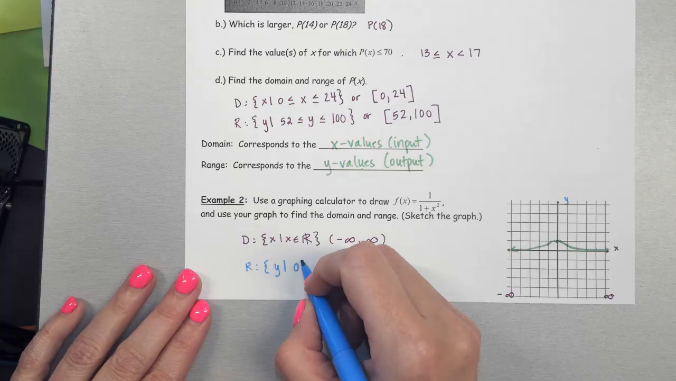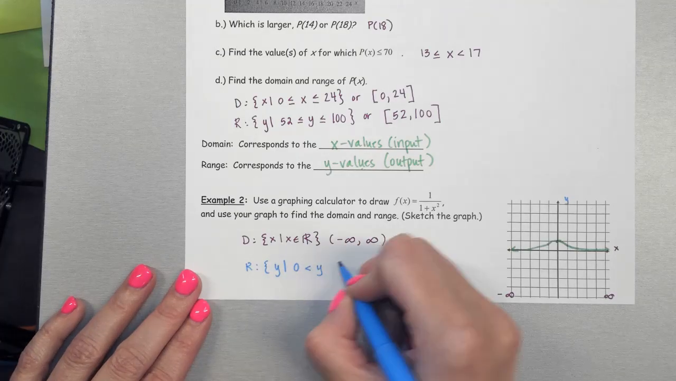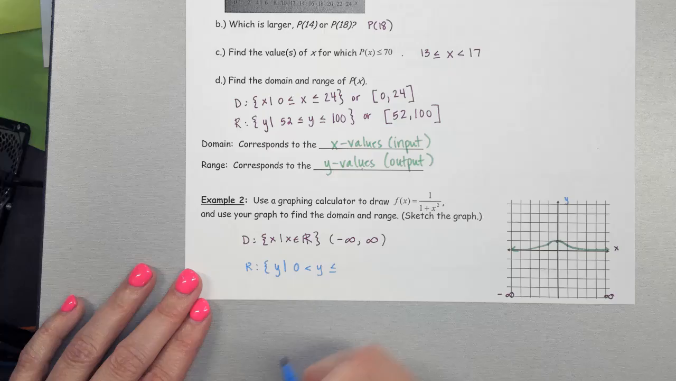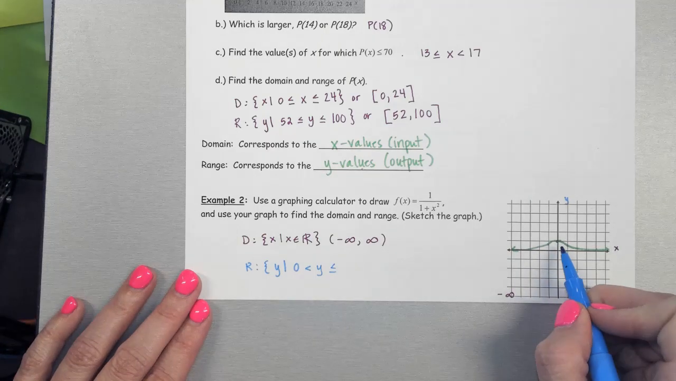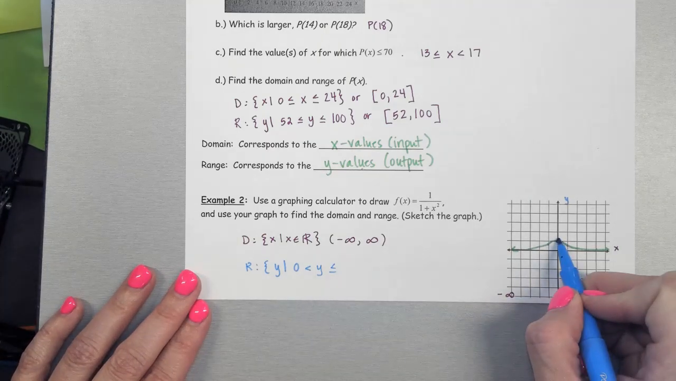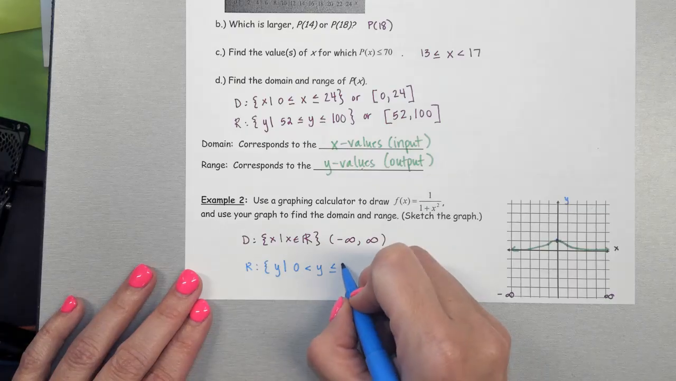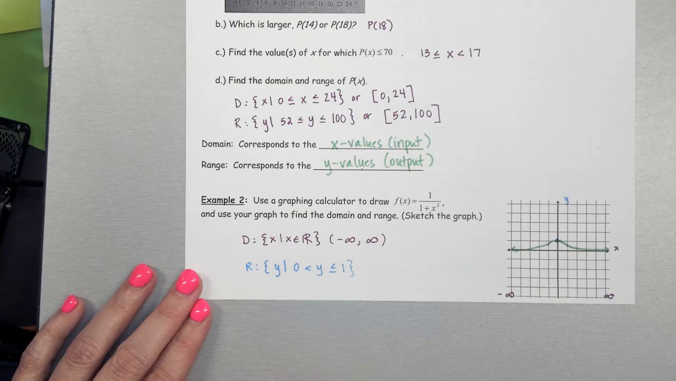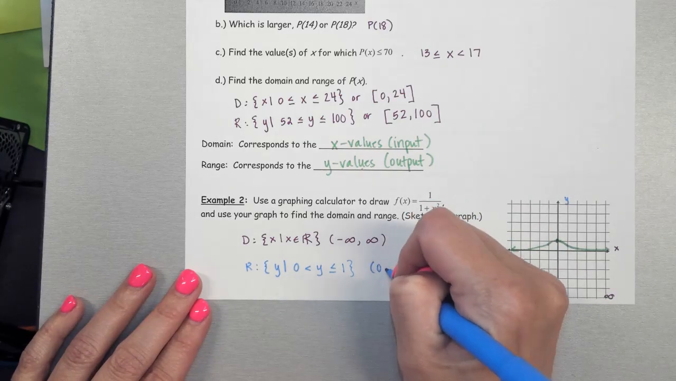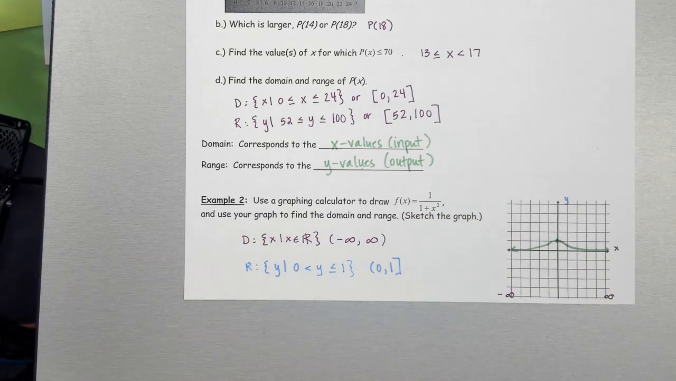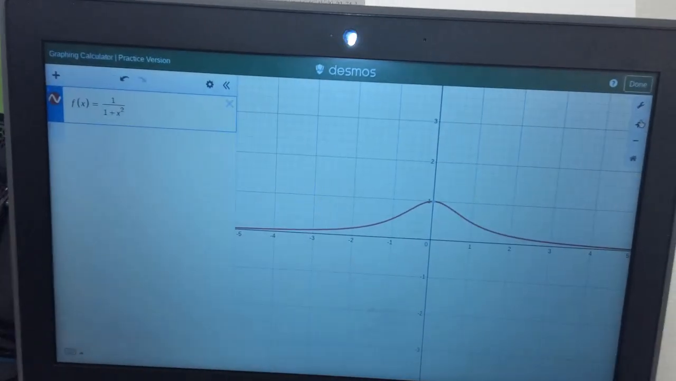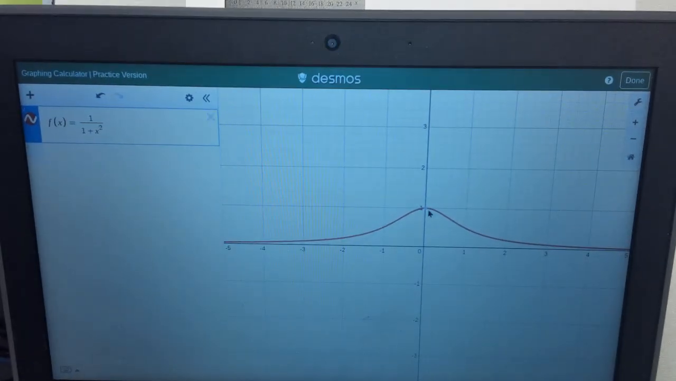Okay, so 0 is less than y, which is less than or equal to 1, and we know it's equal to because when I clicked on this point, remember it said 0, 1? Or you can click on your point now, so that one is going to be equal to. So it's going to be 0 to 1 for your range. And once you click it, you have the little clump there.